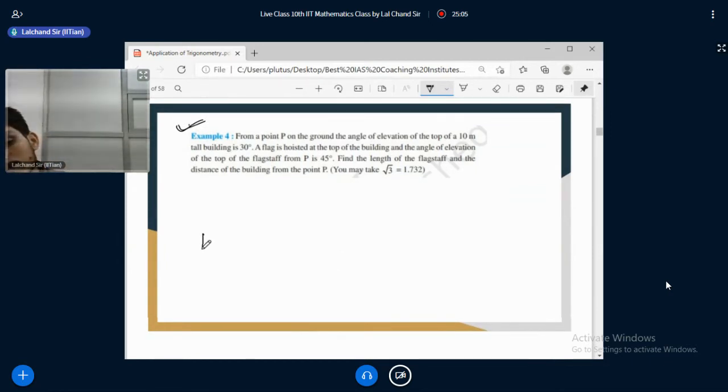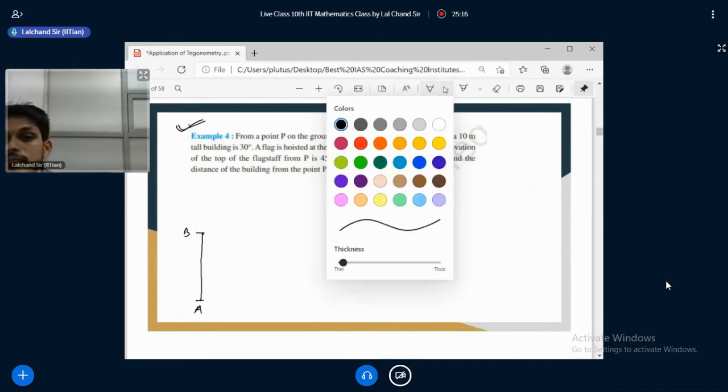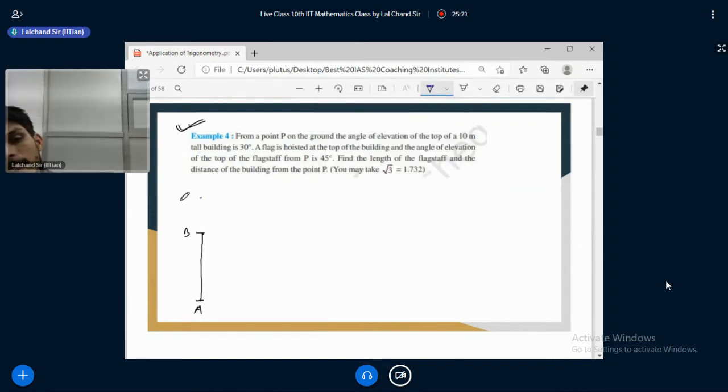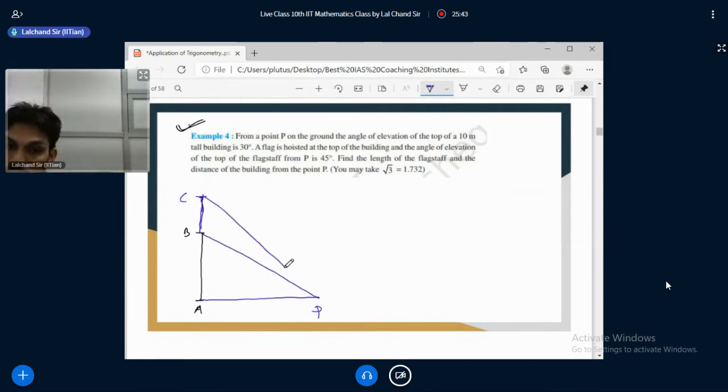So let's suppose this is a building, starting from A to B. This is the building. And above this, there is a flagstaff. Let's go up to point C. This one is the flagstaff. So if we make a triangle starting from point P, this is the top and this is the bottom.